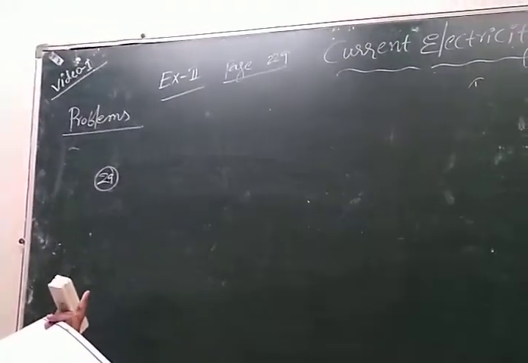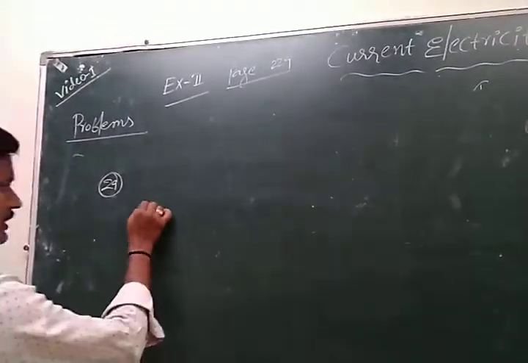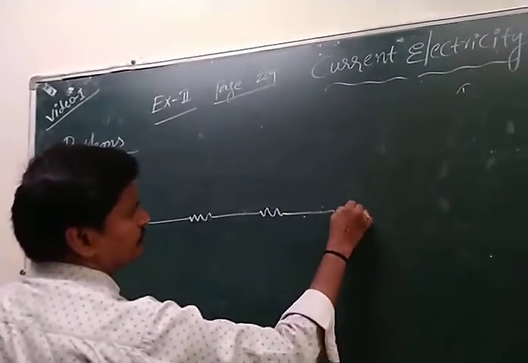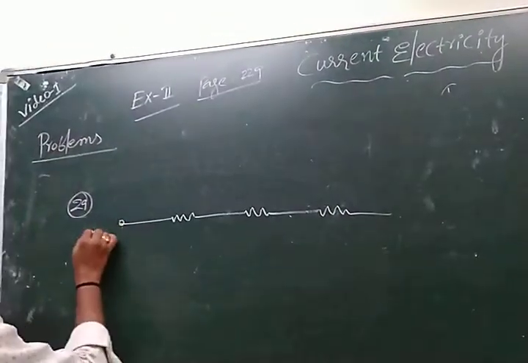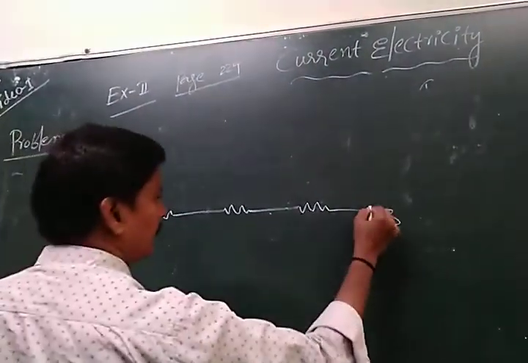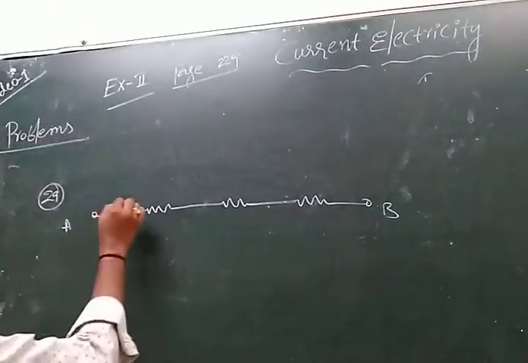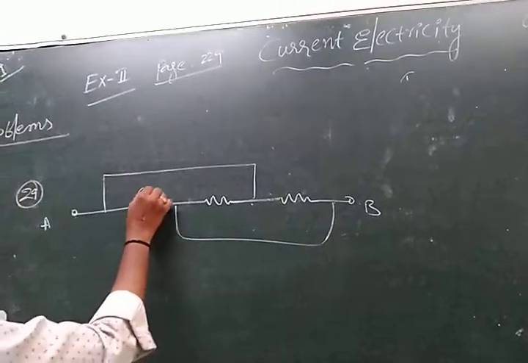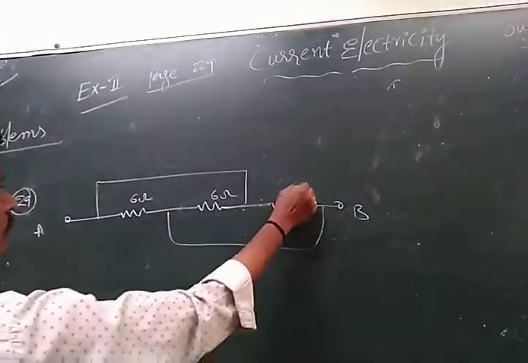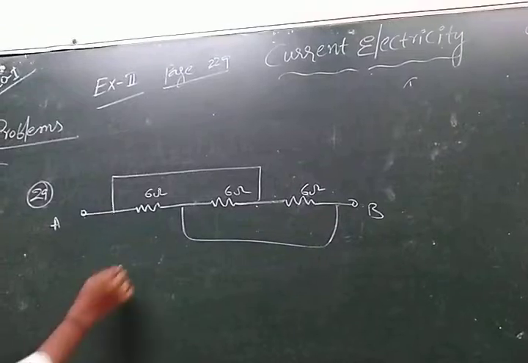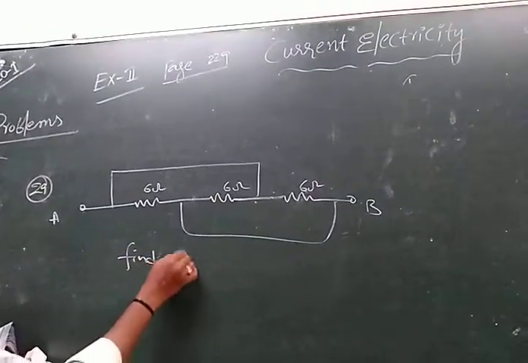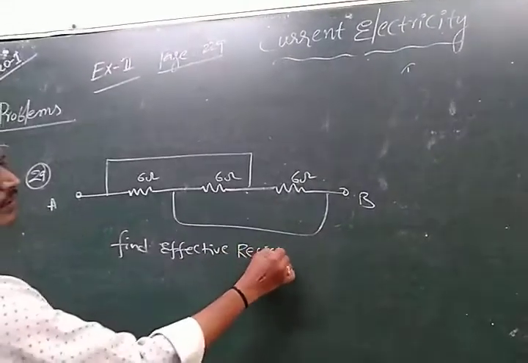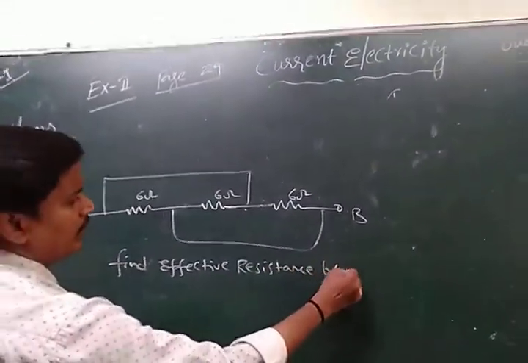Next question: find the effective resistance between A and B in the given circuit. Each of them is given as 6 ohms, 6 ohms, 6 ohms. Find the effective resistance between A and B.